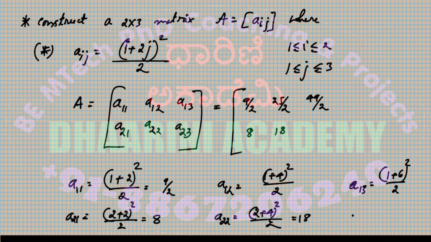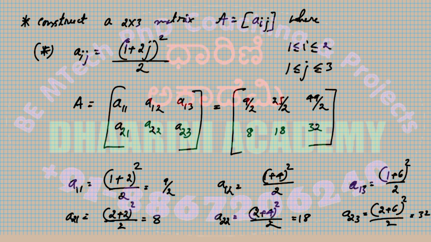And the last one, this is A23 is equal to 2 plus 2 into 3, that is 6, plus 2 is 8, squared, 64 by 2, so that is 32. So the last entry in this is 32, right? So this is the required matrix. So always we are supposed to create a 2 into 3 matrix according to this problem. Aij is given by some equation.